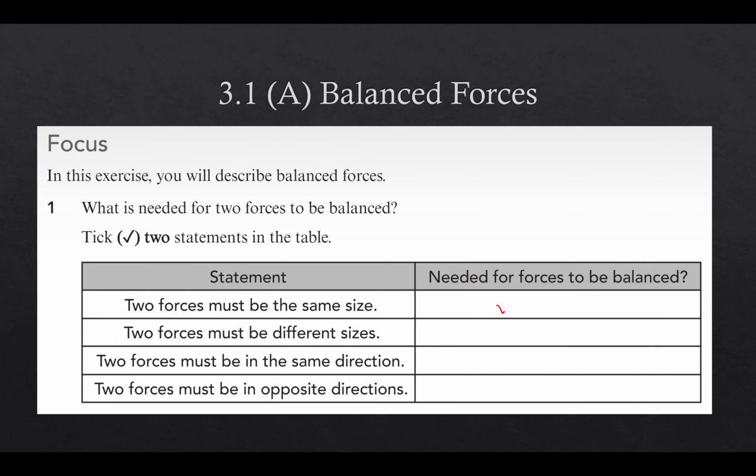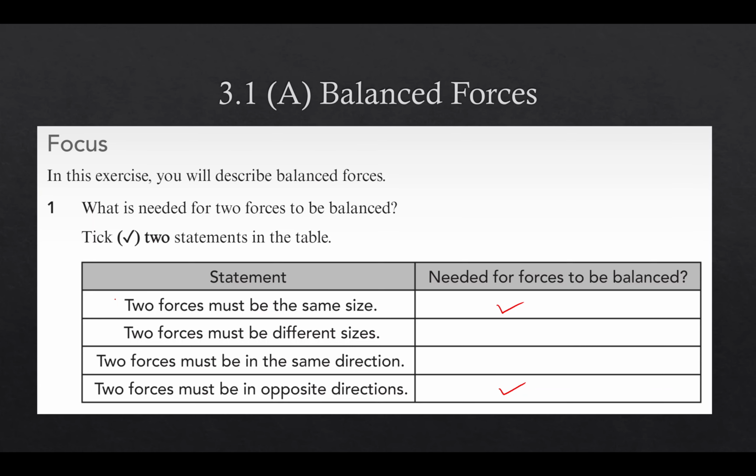Okay, so this is correct. Let's look at the second one. Two forces must be of different size. No, that's not true. Two forces must be in the same direction. For balanced forces, two forces must be in the opposite direction. So the third one is also incorrect. Let's look at the last one. Two forces must be in opposite direction. That's the right answer.